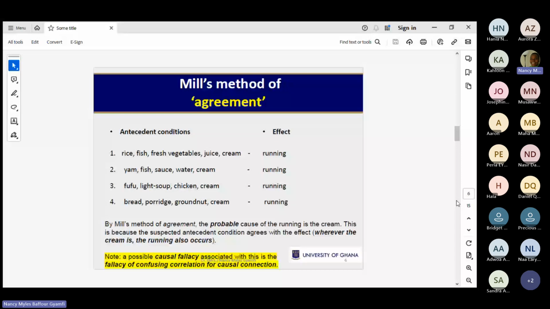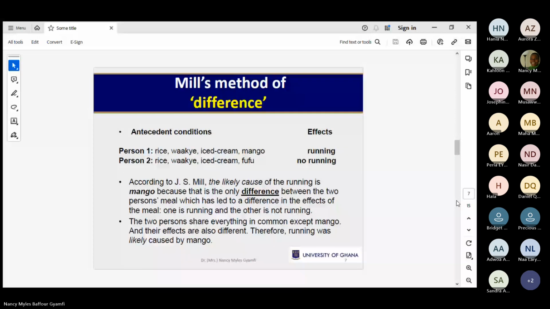Now look at the method of difference on your screen. For the method of difference, see the effect. The effect is different. Whereas one is running, the other one is not running. So it means something is different in the 2 scenarios. That is why the effects are different. So we are going to find out what we should suspect as the cause. It's a suspicion. I will repeat it again.